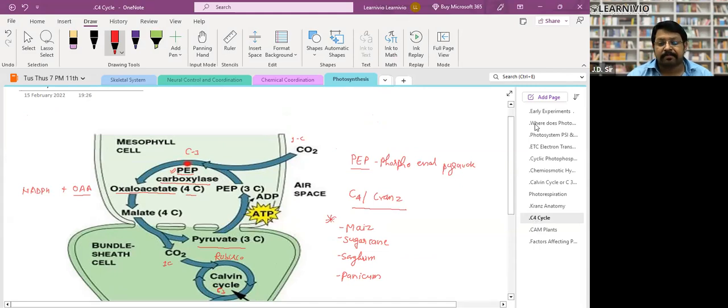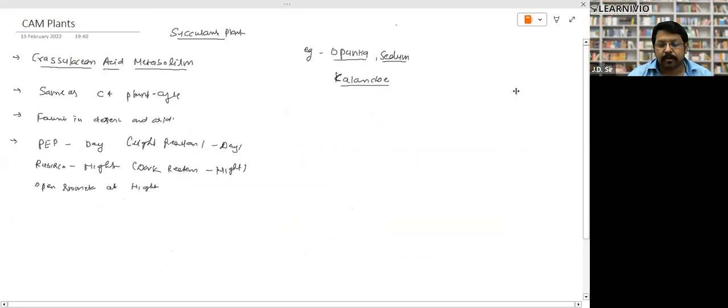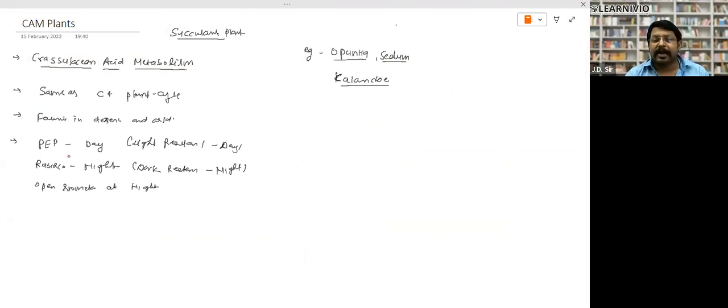What are CAM plants? CAM plants are also known as succulent plants. For example, cactus, Opuntia. Opuntia, that cactus, you must have seen this kind of diagram, this kind of plant.